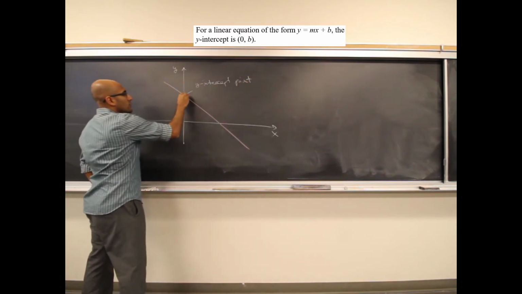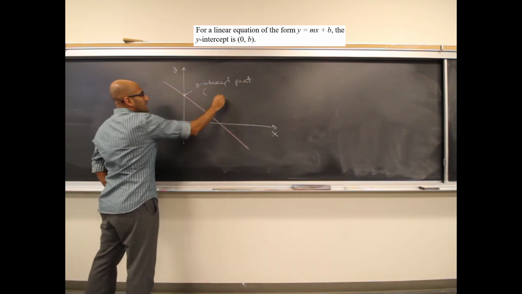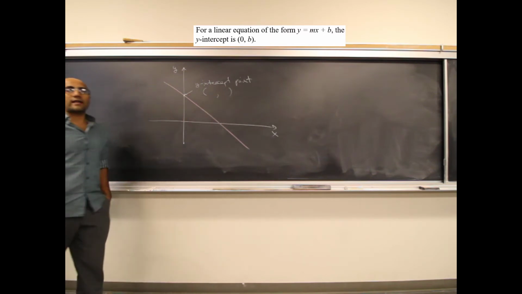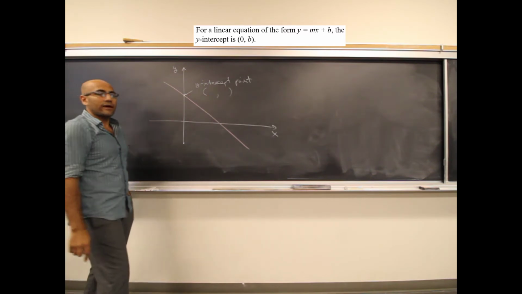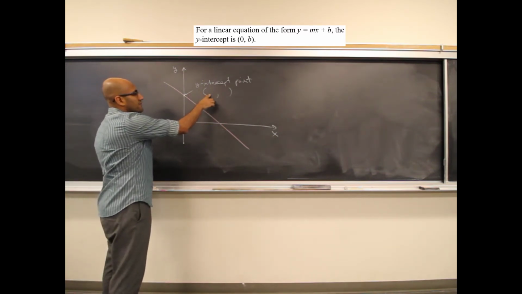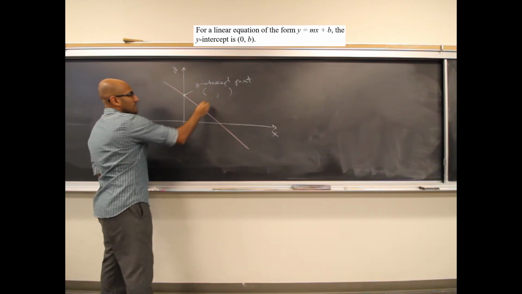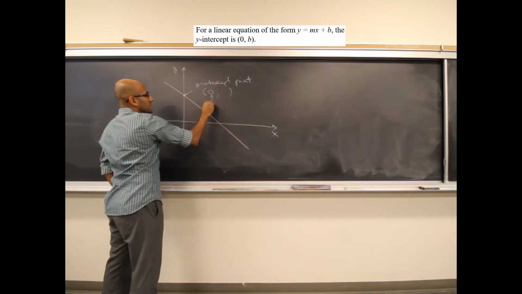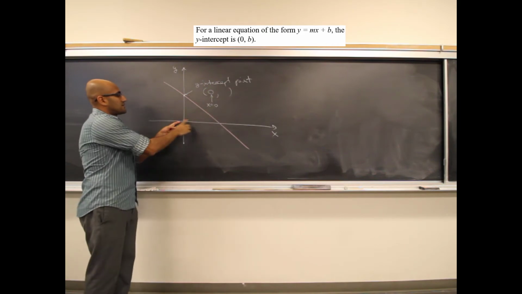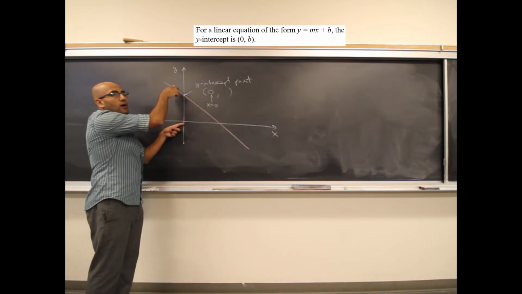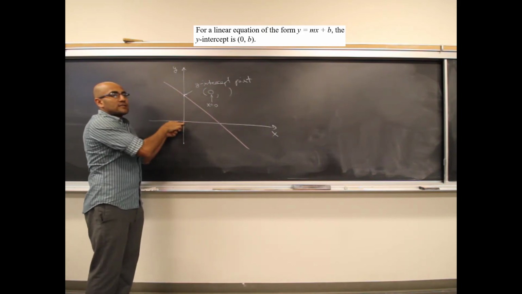Okay, and what do we know about that point? Well, it's got to be an ordered pair. And I know that the first value better be a 0, right? This must be x equals 0, because that's the only way it could stay on the y-axis, for the first entry to be a 0.